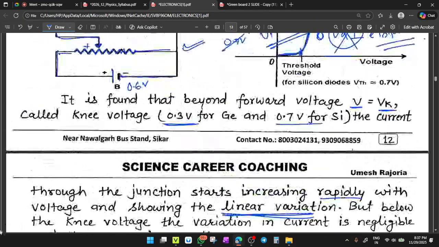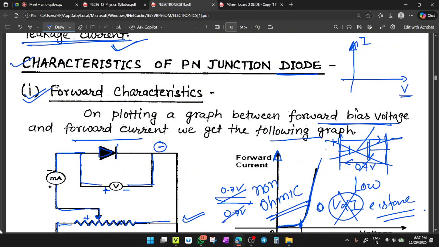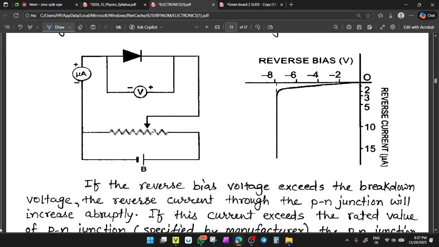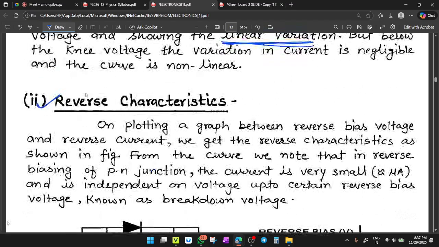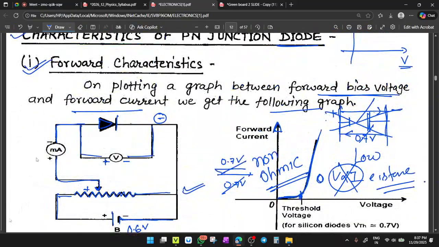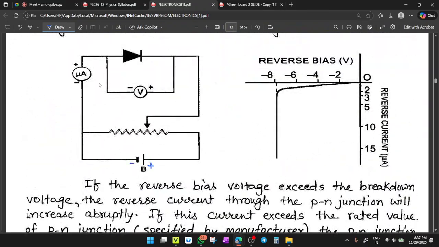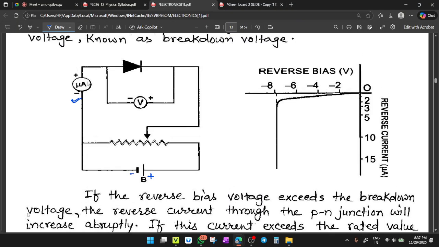Reverse characteristics. First we have seen the forward characteristics. Now second, it is reverse bias characteristics. In reverse bias, just reverse the battery, means take this one negative and this one positive. Rest of the diagram is fine, and here is a voltage. Previously, during the forward bias, you had to take the milliammeter because the current is in the milliampere range, so the current was measured in milliampere. But in reverse bias, the current will be in microampere. So here the current is in microampere.